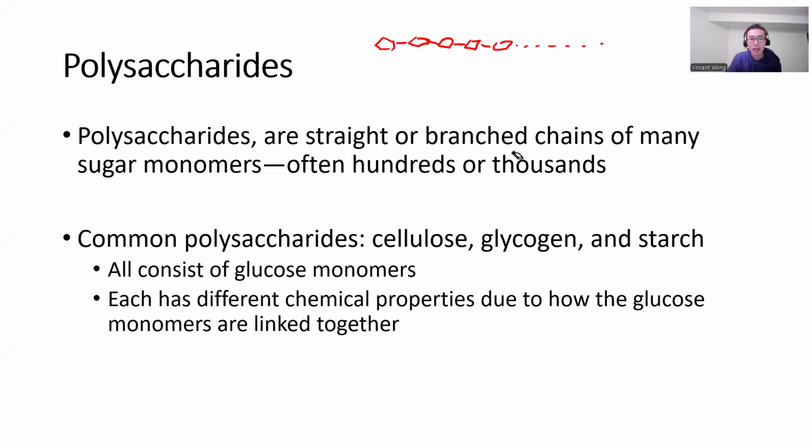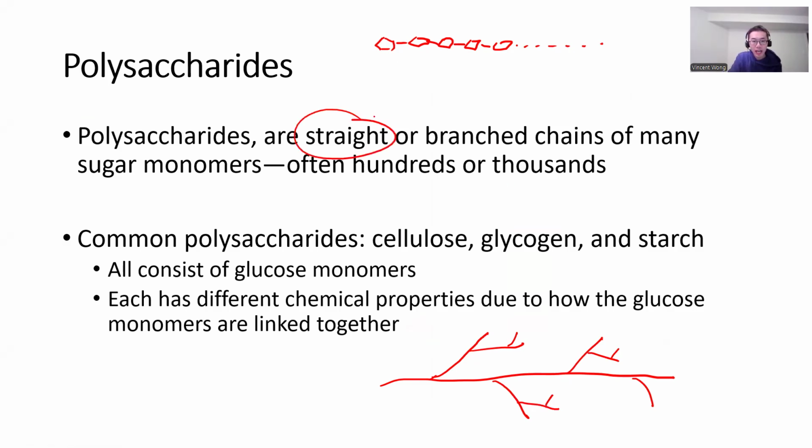Or it could be branched, as in, you get your main branch here. These are all glucose, and then it will come off and have another side branch. It's possible the side branch has more side branches as well, depending on which molecule you're looking at. So they could be straight or branched many times. And there could be hundreds and thousands of glucose in it.